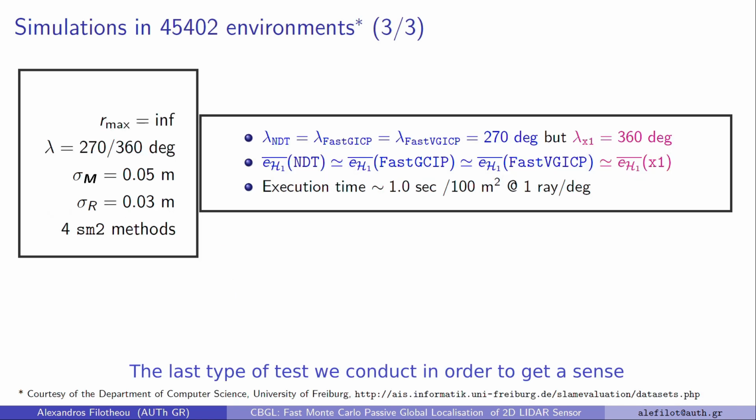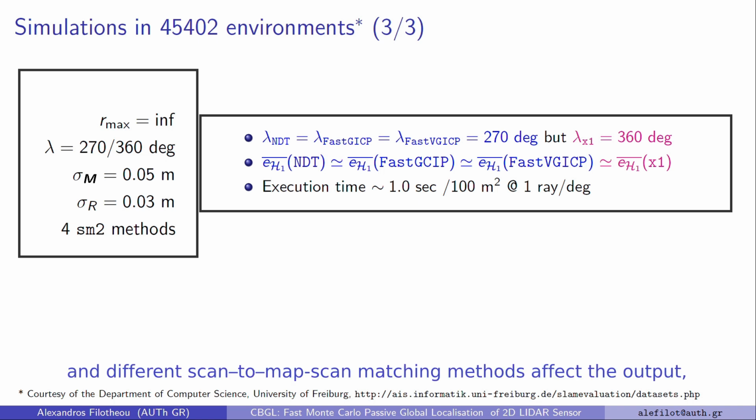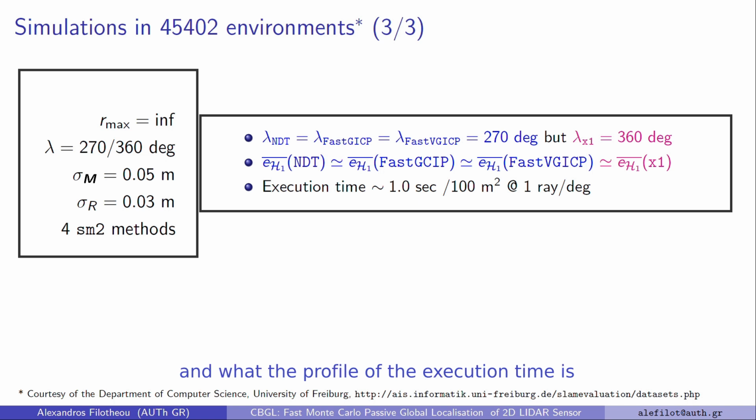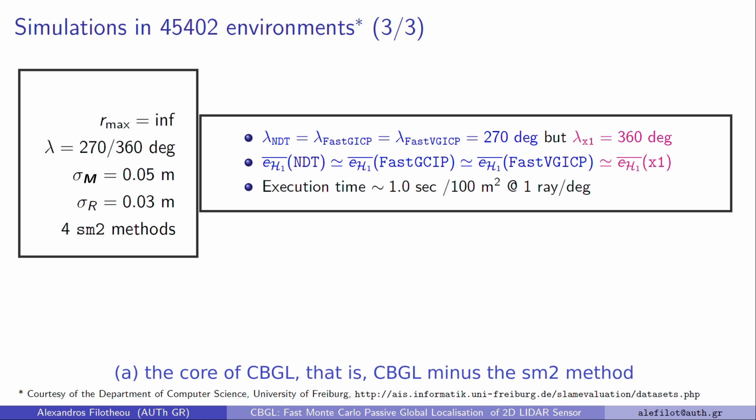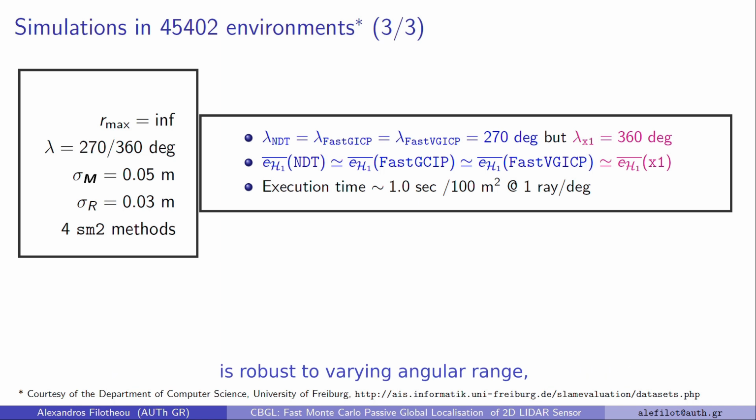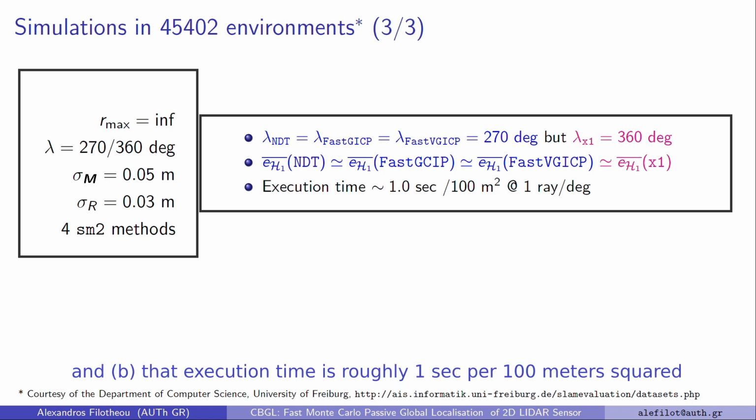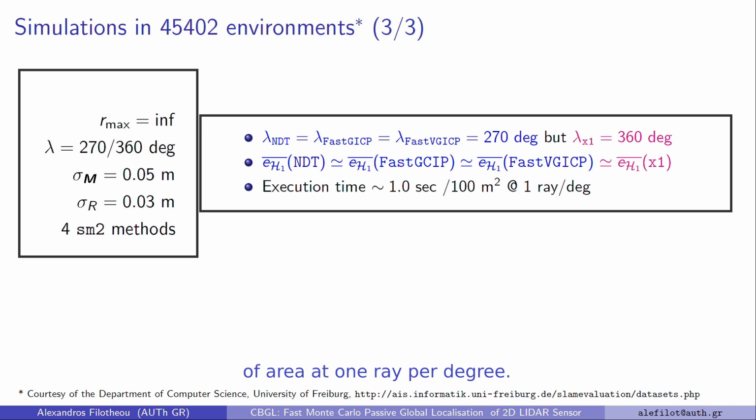The last type of test we conduct in order to get a sense of how different angular ranges and different scan to map scan matching methods affect the output and what the profile of the execution time is with respect to map area. The experimental procedure was conducted in over 45,000 simulated environments, over 2 angular ranges, and 4 different SM2 methods. And these show that the core of CBGL, that is CBGL minus the SM2 method, is robust to varying angular range, and that execution time is roughly 1 second per 100 square meters of area at 1 ray per degree.